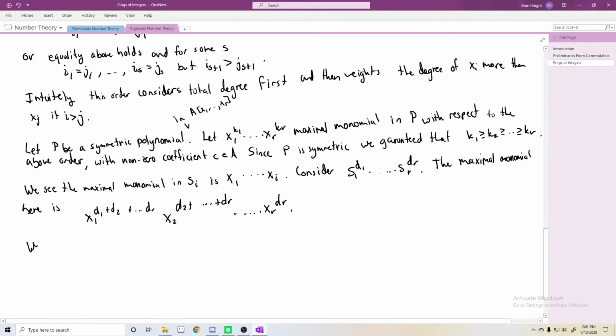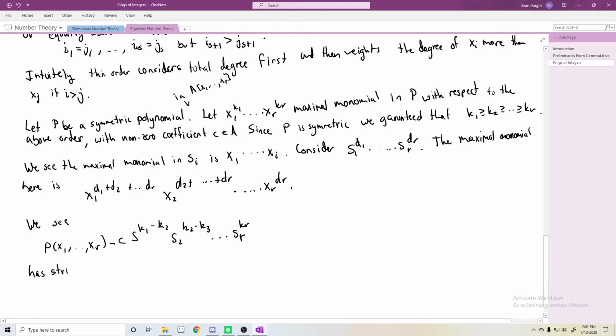And we can essentially do this. We see P of x1 through xr minus c times, so if I take d1 to be k1 minus k2, d2 to be k2 minus k3, and dr to be kr, then the leading monomial here is going to be strictly smaller than the leading monomial of P. Okay, I've basically canceled the leading monomial in P by subtracting off this polynomial in the s sub i's.